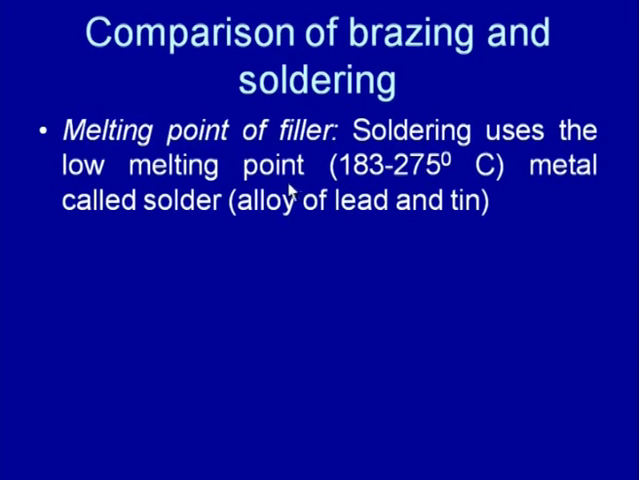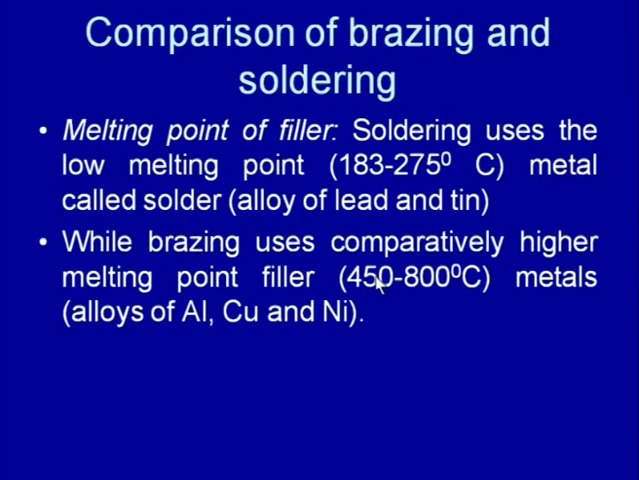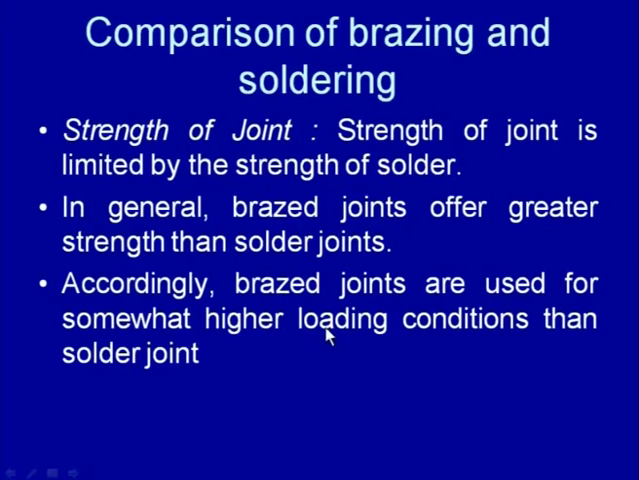Detailing these points of comparison between brazing and soldering, the melting point of the filler material is the first point. Solder uses a low melting point filler material, normally 183 to 275 degrees centigrade. These are called solders, which are basically alloys of lead and tin, while brazing uses a comparatively higher melting point filler material of 450 to 800 degrees centigrade, and mainly these are alloys of aluminum, copper and nickel. Accordingly, braze joints are used for somewhat higher load conditions than solder joints, and they can also withstand higher temperature.